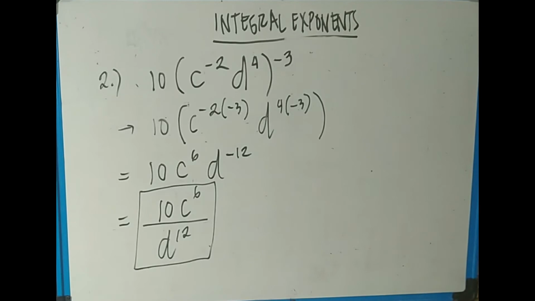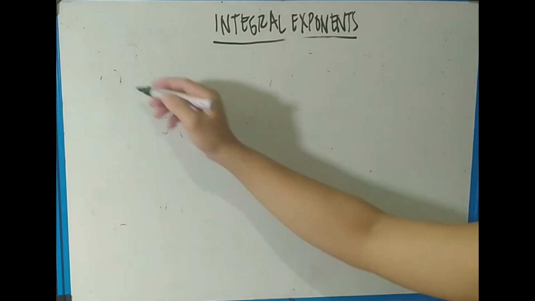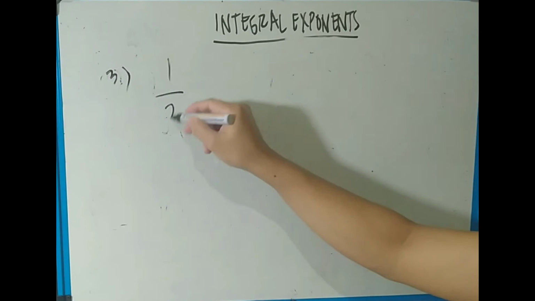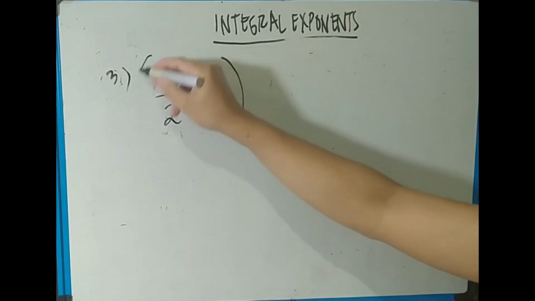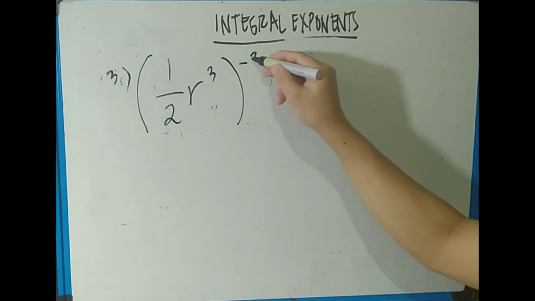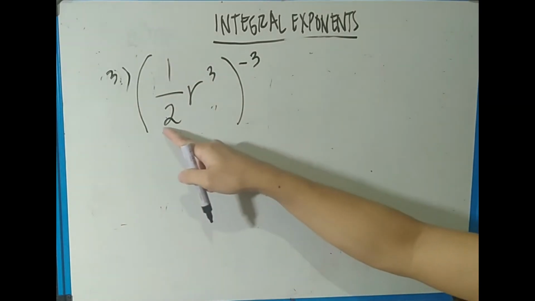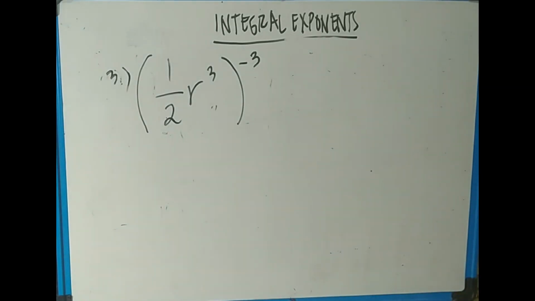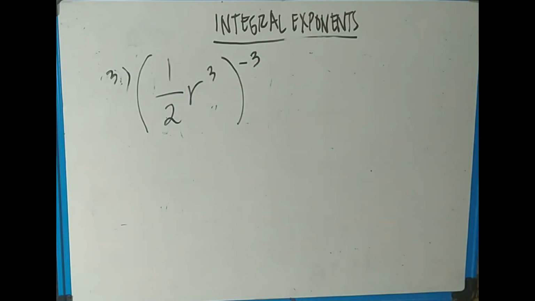Okay, next, for number 3. Okay, for number 3. Okay, we have, let's say for example, we have 1/2 r raised to 3, and sa labas ay meron pa po tayong exponent na negative 3. So, as you can see guys, there is a numerical coefficient or numerical value here of 1/2. So, since 1/2 siya, hindi siya whole number, same process, distribute lang natin yung exponent, power rule pa rin tayo.